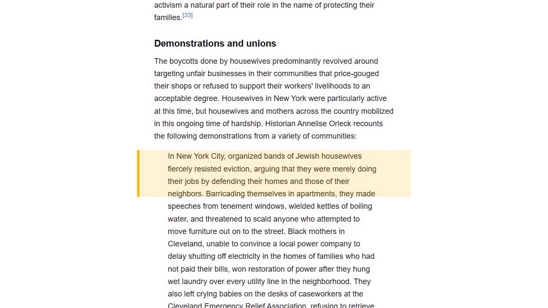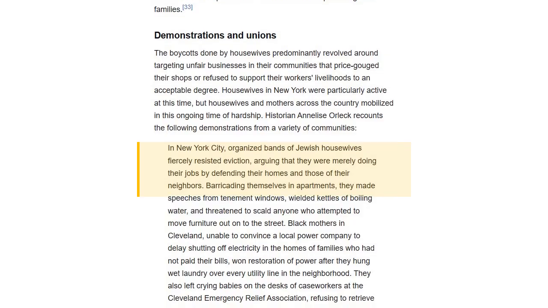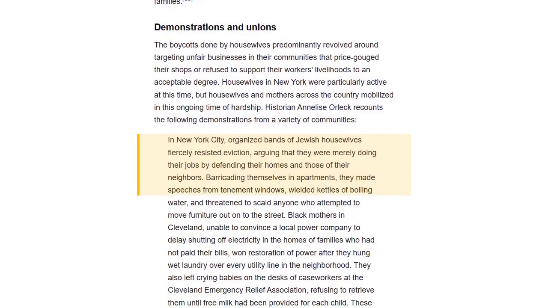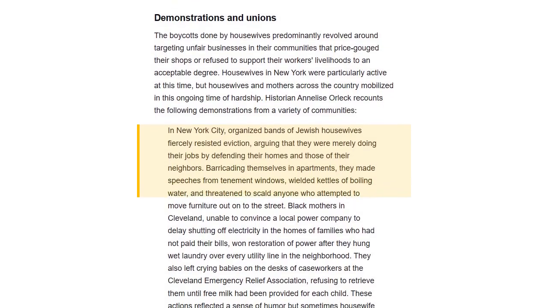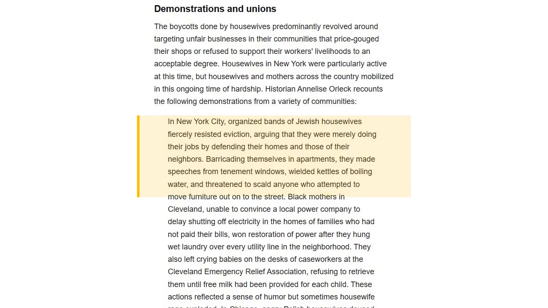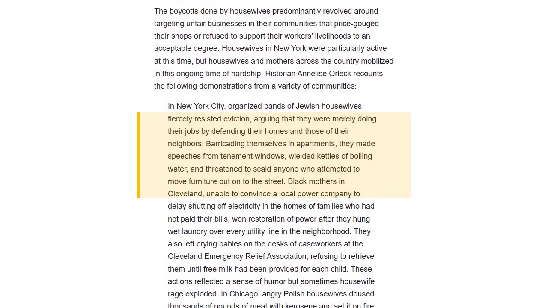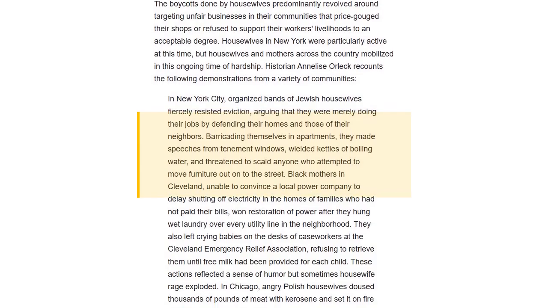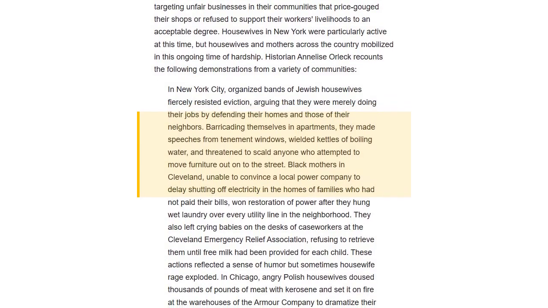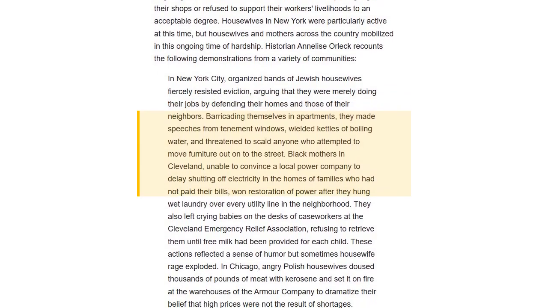In New York City, organized bands of Jewish housewives fiercely resisted eviction, arguing that they were merely doing their jobs by defending their homes and those of their neighbors. Barricading themselves in apartments, they made speeches from tenement windows, wielded kettles of boiling water, and threatened to scald anyone who attempted to move furniture out onto the street.